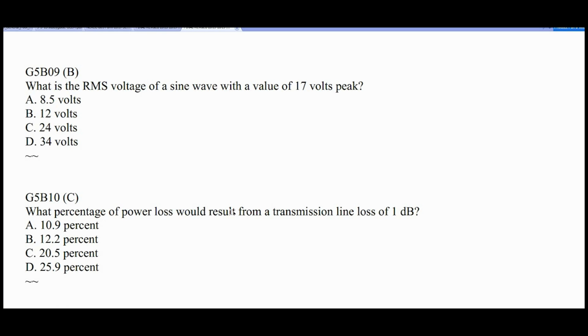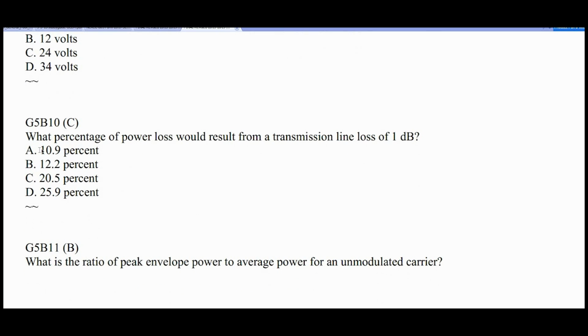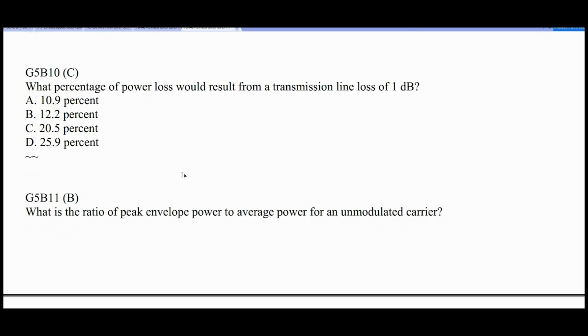G5B10, what percentage of power loss would result from a transmission line of line loss of 1 dB? We know that 3 dB would have been half. 1 dB is about 20%, and that's C. That's a good one to memorize, by the way, is memorize what 1, 2, and 3 dB do.